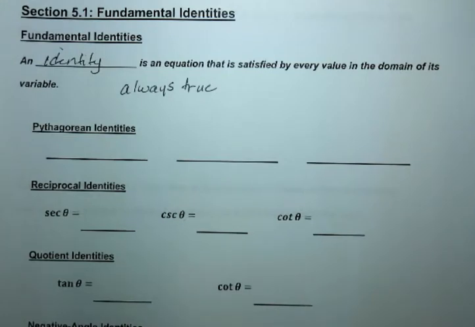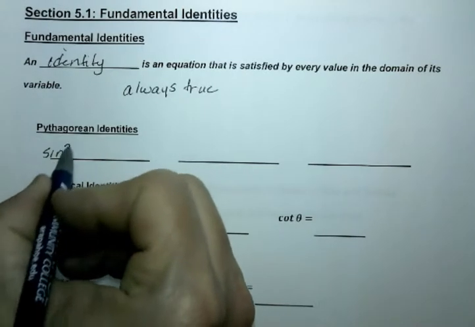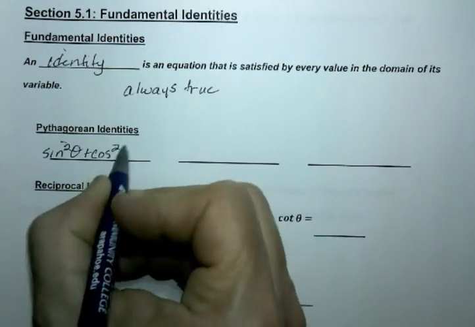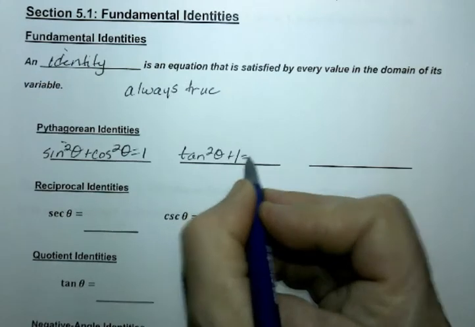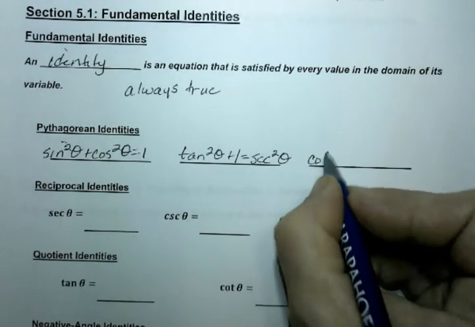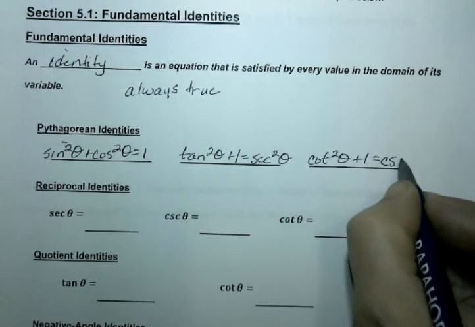So first of all, the Pythagorean identities. The biggest one is that sine squared theta plus cosine squared theta equals 1. Then we have tangent squared theta plus 1 equals secant squared theta. And cotangent squared theta plus 1 equals cosecant squared theta.